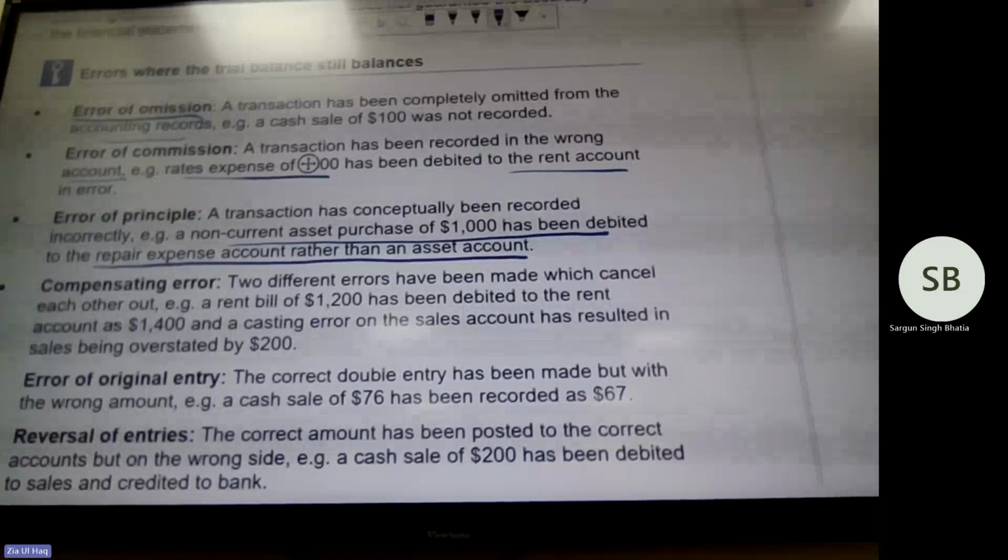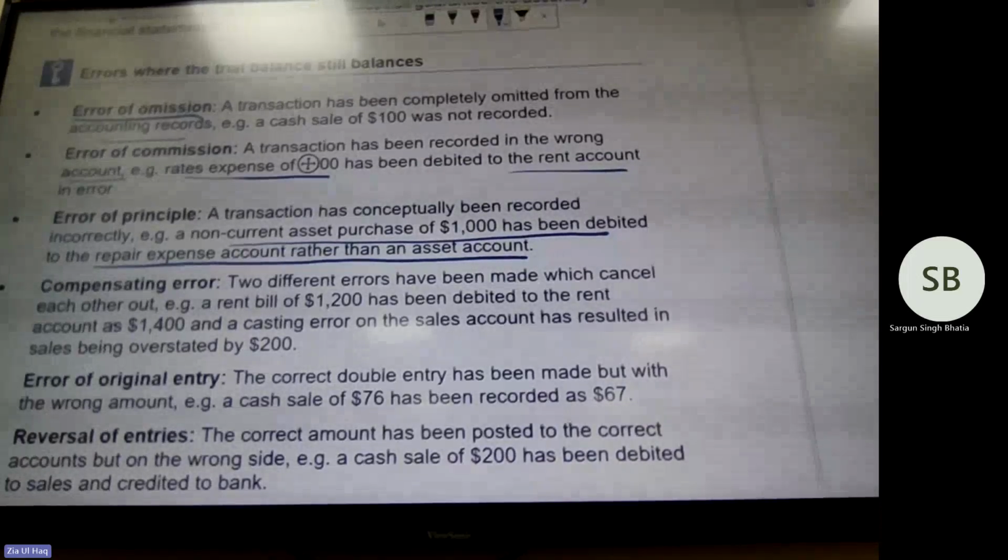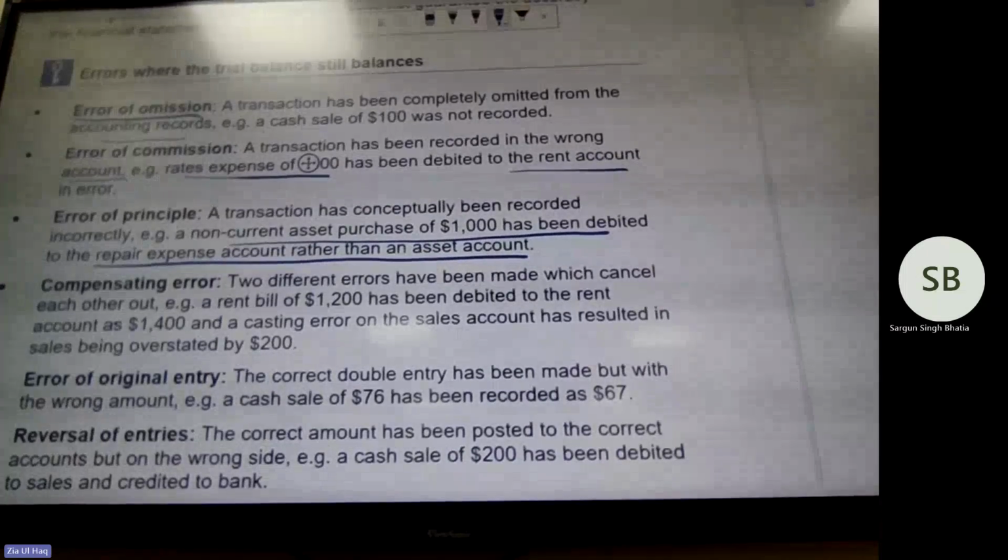What is the error of original entry? The correct double entry has been made, but with the wrong amount. For example, a cash sale of 76 has been recorded as 67. This means with the difference, we need to make another entry.